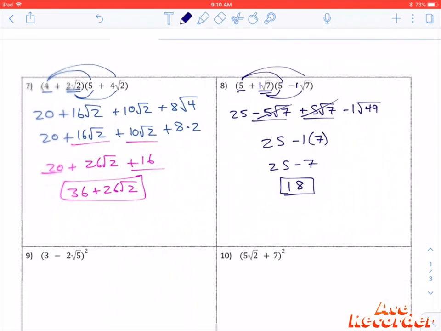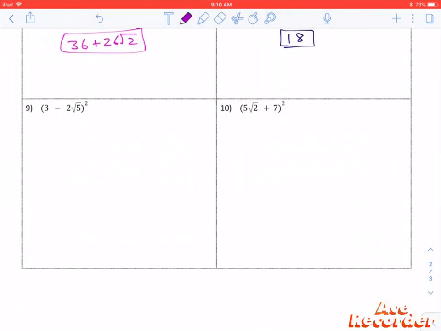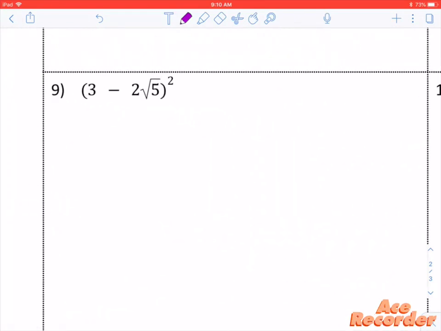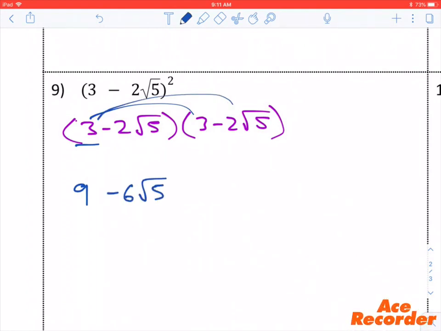And so on the last couple, these are squared. So again, we've talked about this a lot with squaring things, but it's really something times itself. So rewrite it if you need to. Square root of 2 square root of 5 times 3 minus 2 square root of 5 again. So multiplying by itself. So 3 times 3 is 9. 3 times negative 2 is negative 6 square root of 5. Negative 2 times 3 is negative 6 square root of 5 again. Negative times negative is positive 4.